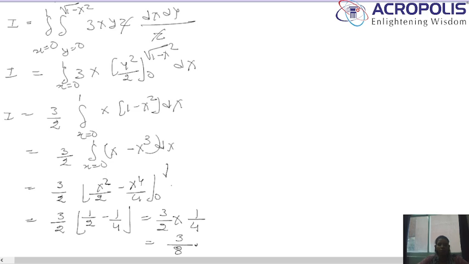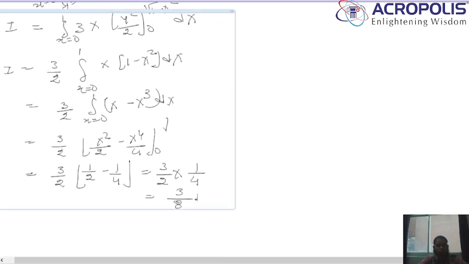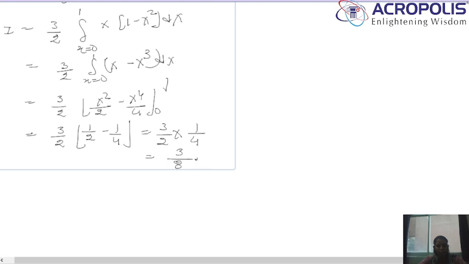So this is all about the surface integral. Surface integral is basically an integral associated with this surface. This is our surface integral.